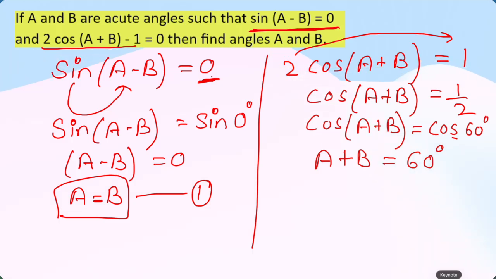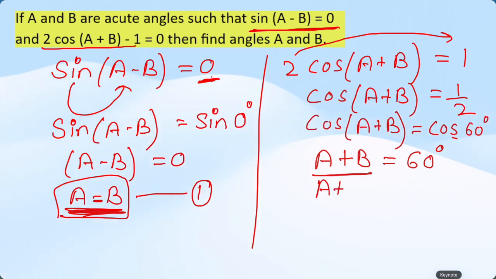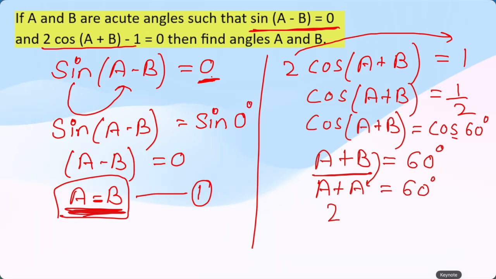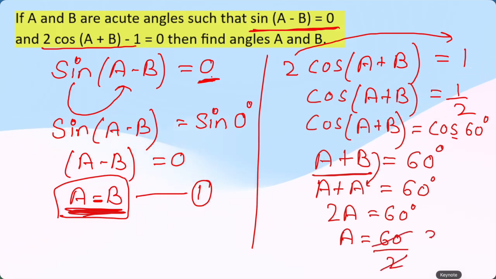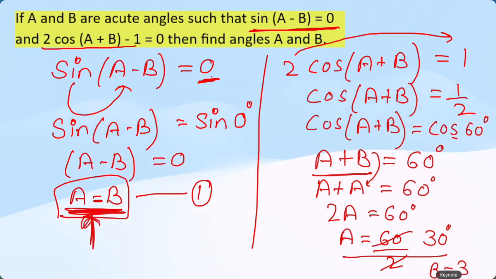What we can do next is, we know that A and B both are equal. From equation 1, we just proved that A and B are equal. So if A and B are equal, in place of B I can write A as well. So A plus A equals 60 degree, because A and B are equal now. So 2A equals 60 degree. So angle A will be 60 by 2, so it will be 30 degree. If angle A is 30 degree, I told you A and B both are equal. So B is also 30 degree.